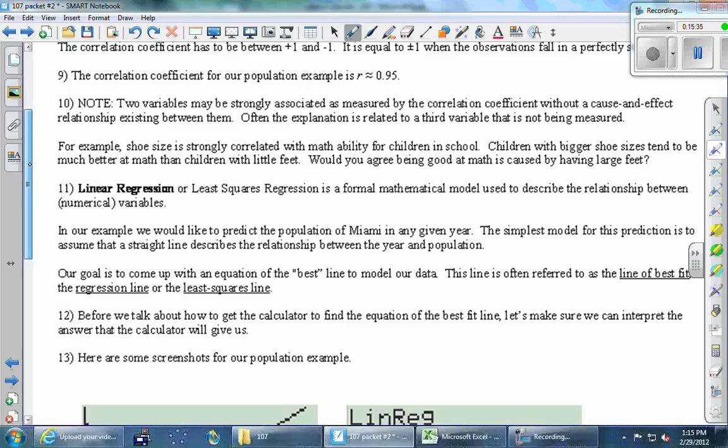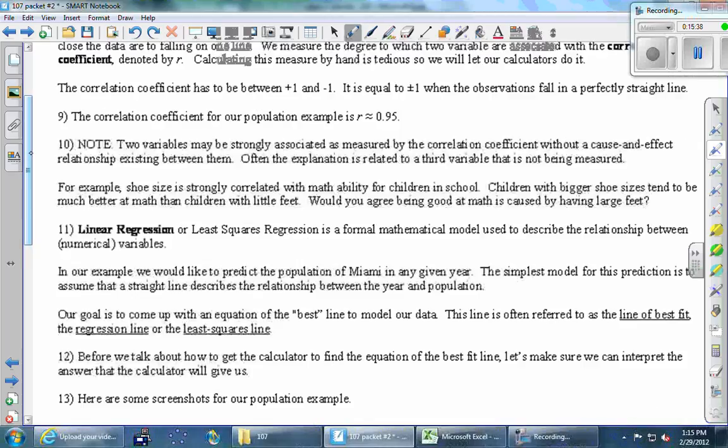Okay, we're going to Matt again for number 10. Eric? For example, shoe size is strongly correlated with math ability.